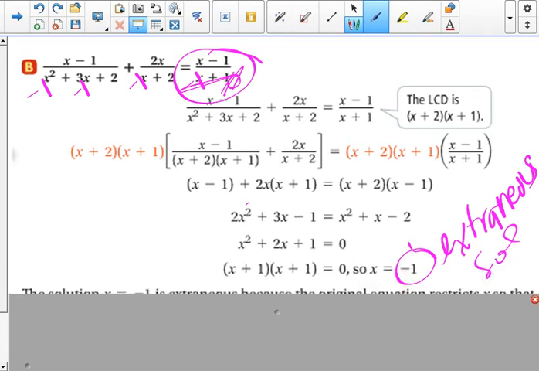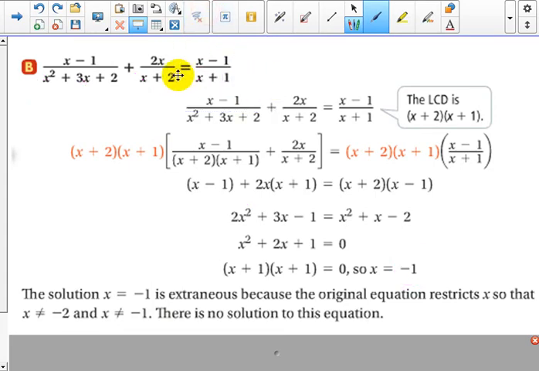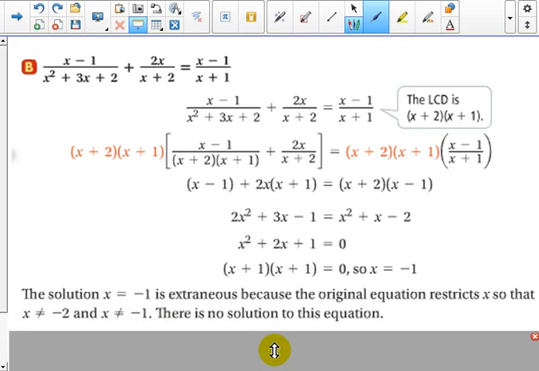Okay, any questions? So if you plug your solution back in and it makes a false statement or it makes an undefined fraction, like 0 in the denominator, then it's extraneous. There's no solution. Okay?